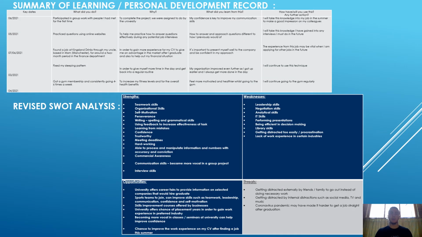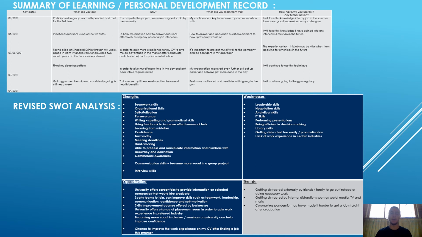The table at the top of this slide shows my personal development record that I've filled in whilst trying to complete my objectives from my initial personal development plan. This looks at what I did specifically to improve each objective, why I did this, and what I learned from doing this, whilst also looking at the key dates as to when these improvements were going on and how I'm going to use these skills again in the future. The idea behind it is similar to Gibbs's reflective cycle.